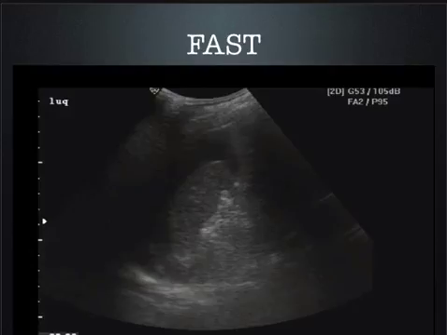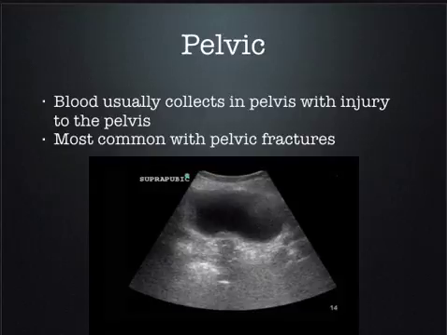Here's another one. Here's the spleen. The kidneys down here a little bit out of view. Look at all that fluid between the diaphragm and the spleen. Is that a lot of blood? That's a whole lot of blood. That's a patient that was riding their bike and the handlebar hit them right in the spleen. Wham! They're bleeding out in their belly. You better do something.